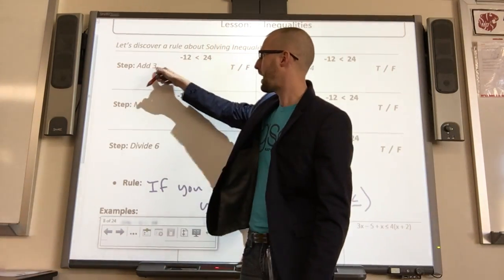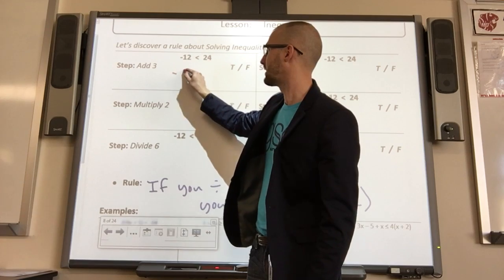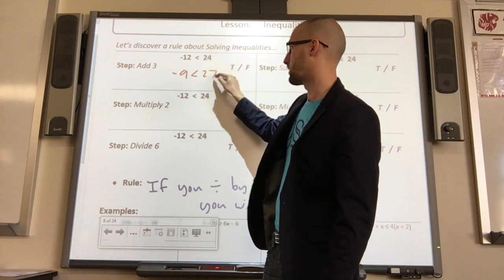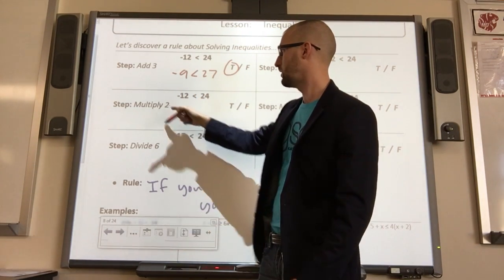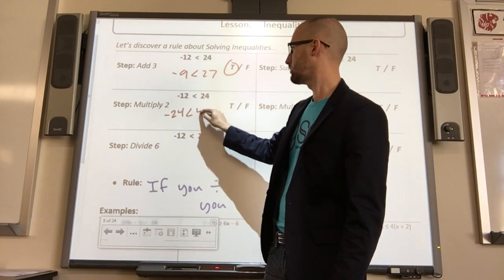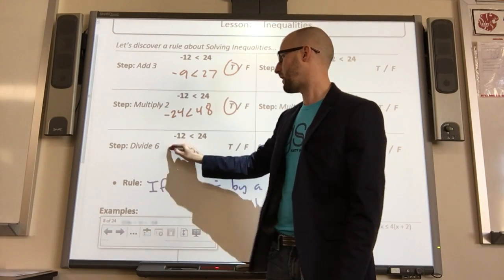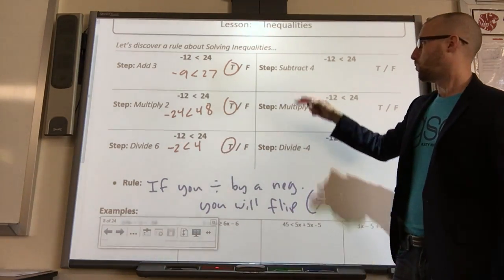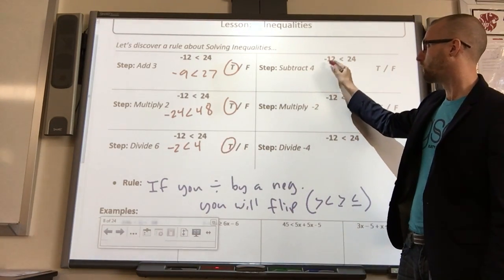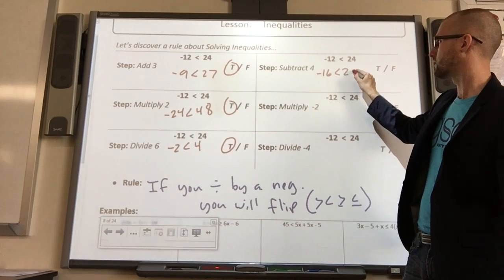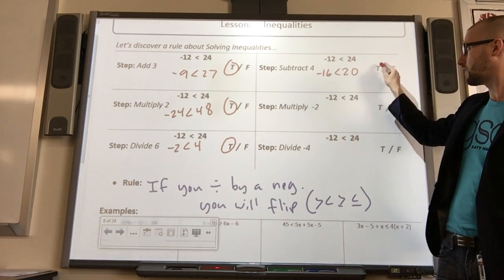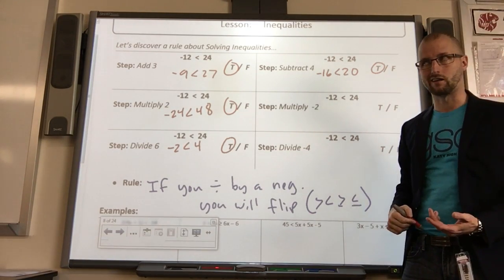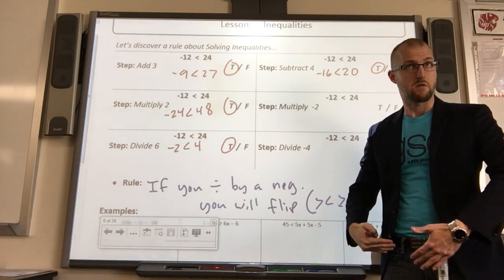So just real quick, when I add 3 to both of these sides, I get negative 9 is less than 27. And I still agree with that statement. Multiplying by 2, I agree. Dividing by 6, I agree. When I start subtracting, okay, I owe $4 more. I owe 16 is less than 20. Owing $16, that's still true.